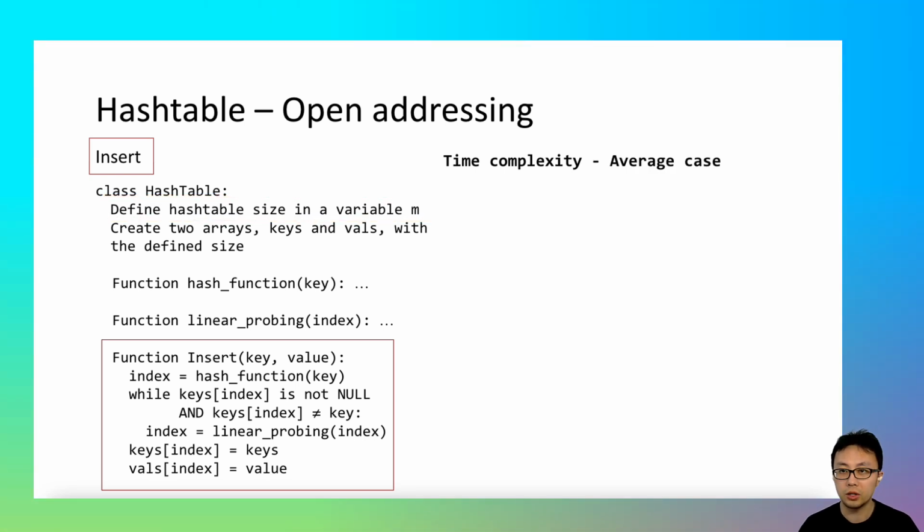What about the average case? We need the help from the expected number here to account for the randomness.